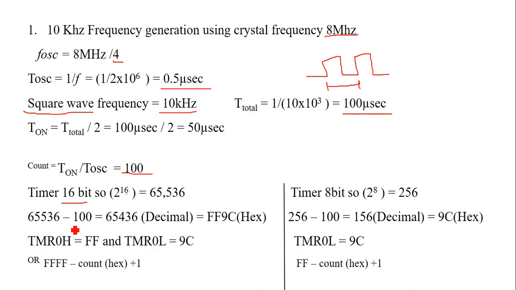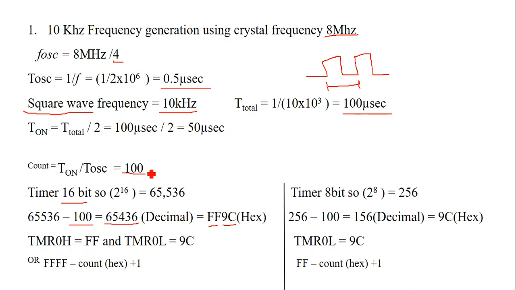So the total count, which we calculated earlier, subtract this from 65,536. You will get a decimal value, convert it into a hex value. The lower 8 bits and upper 8 bits will be stored into TMR0L and TMR0H respectively. Like TMR0L will hold 9C and TMR0H will hold 55.